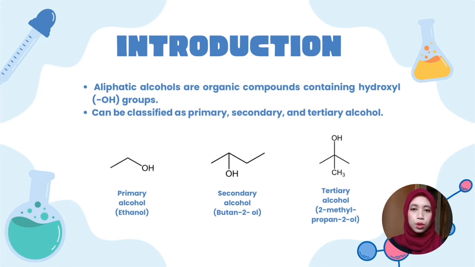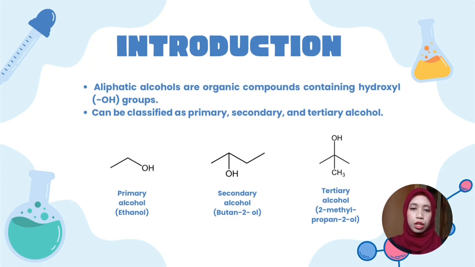In this video, we will be presenting our findings from experiment 4, which is reactions of aliphatic alcohols. First, let's talk about what aliphatic alcohols are. Aliphatic alcohols are organic compounds that contain a hydroxyl group, written as OH, attached to a carbon chain. This alcohol can be classified into three types based on where the OH group is bonded.